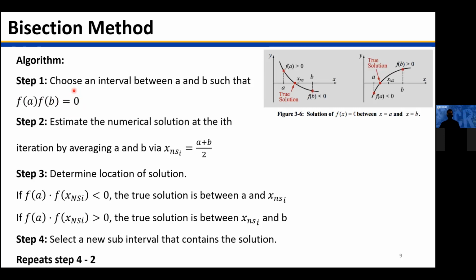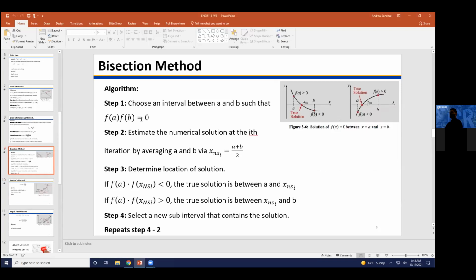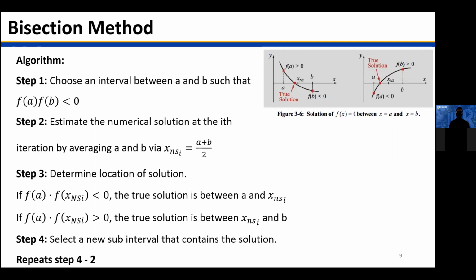That could be a good question. Let me double check that real quick. It should be less than 0. Yeah, typo. You're right. Let me fix that. Sorry. Right, so why should f of A times f of B be less than 0?